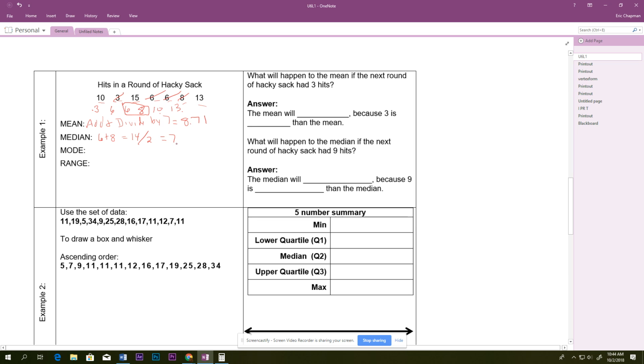So now our median is 7. Our mode, let's take a look at our numbers again. We have 2 6s, so our mode is 6. Our range is the max minus the min. So our max is 13, our min is 3, so that means our range equals 10.